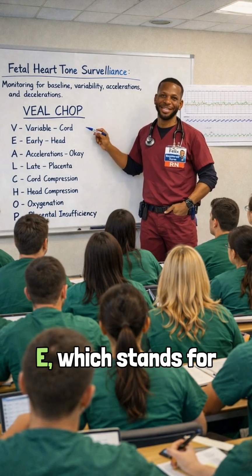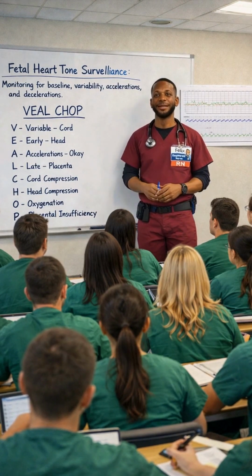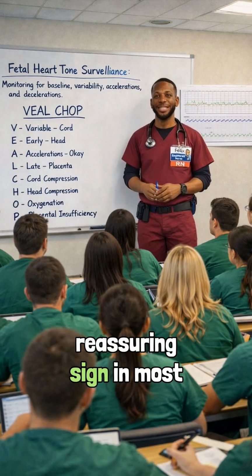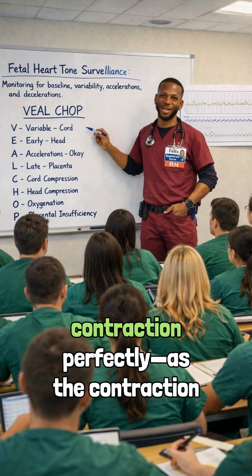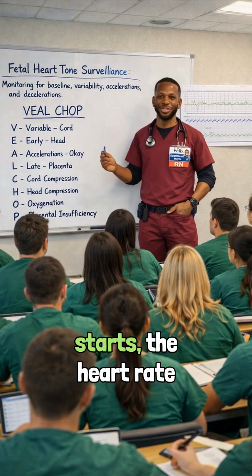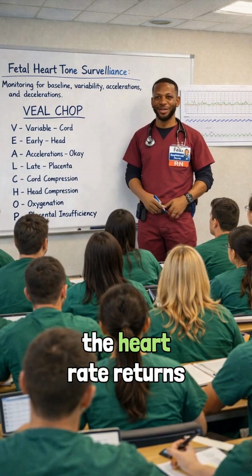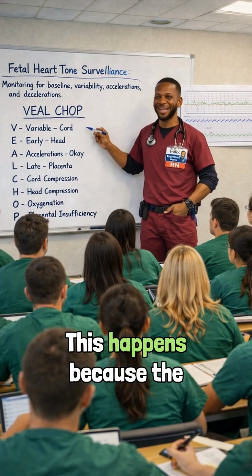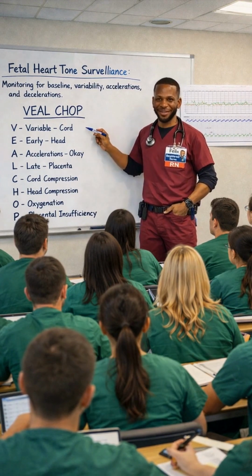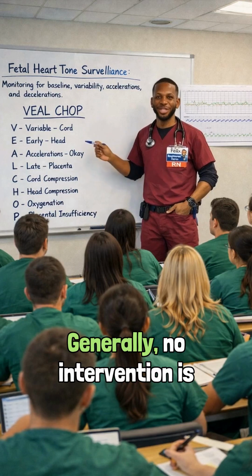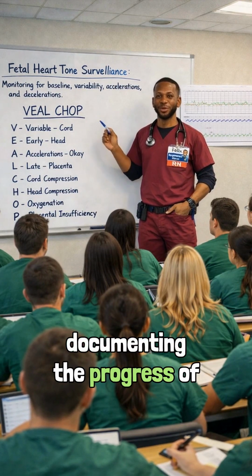Next, we have the E, which stands for early decelerations, linked to the H for head compression. These are actually a reassuring sign in most cases. You will notice that an early mirrors the contraction perfectly. As the contraction starts, the heart rate begins to dip, and as the contraction ends, the heart rate returns to baseline. This happens because the baby's head is being squeezed as it moves down the birth canal, stimulating the vagus nerve. Generally, no intervention is needed here other than documenting the progress of labor.